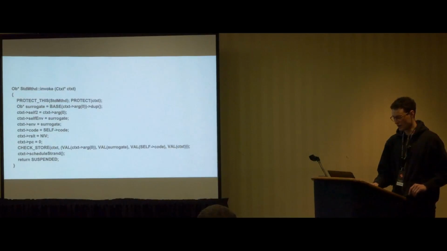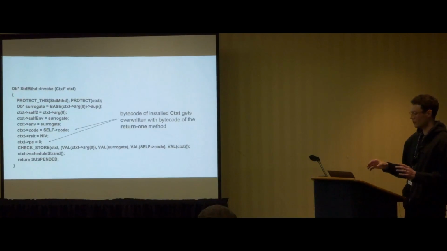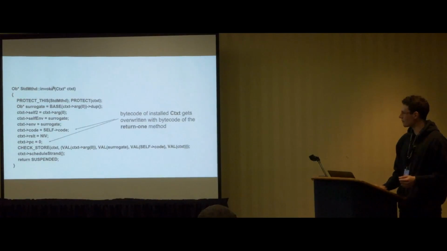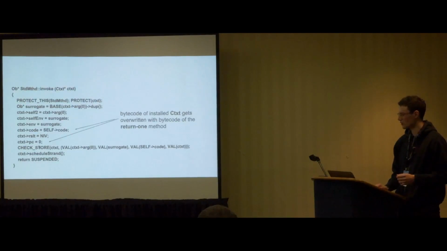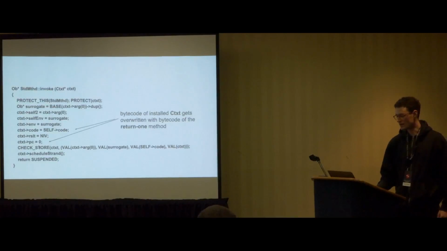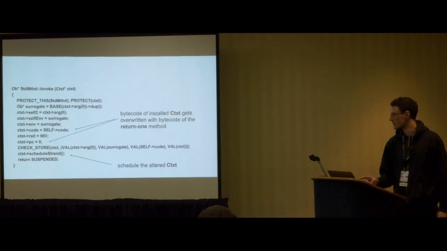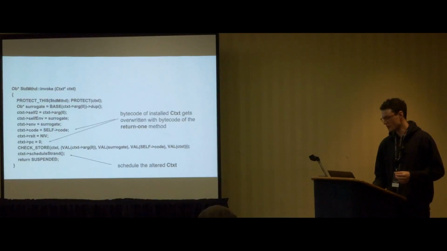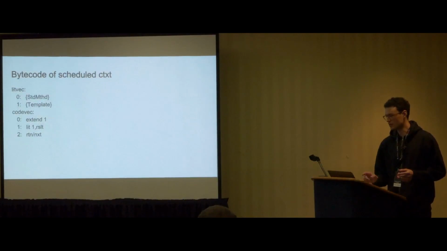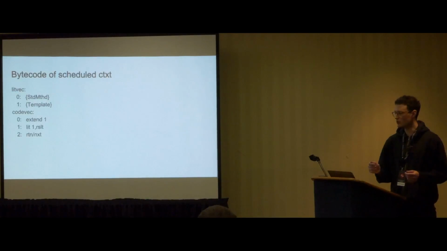The important things here are that we got our initial context, and here we override the second context we created. We get that here and override it with the bytecode of the return one method. We also set the program counter to 0. And here we schedule that context, so it gets appended to the strand pool. That means at some point this context will be run by the VM.